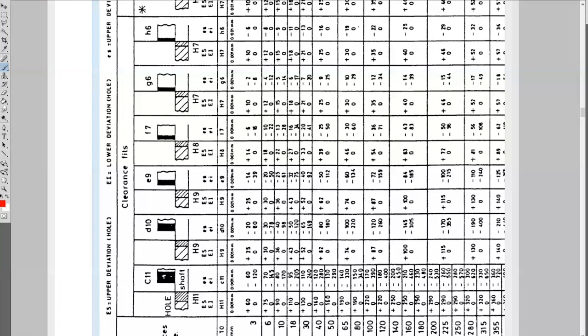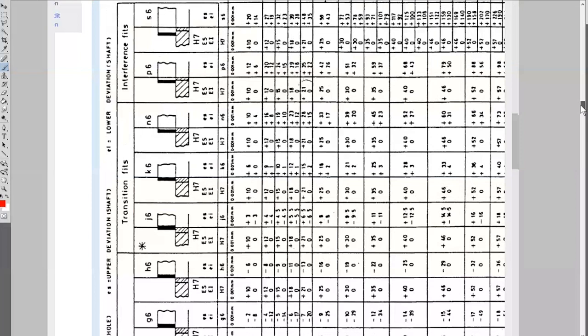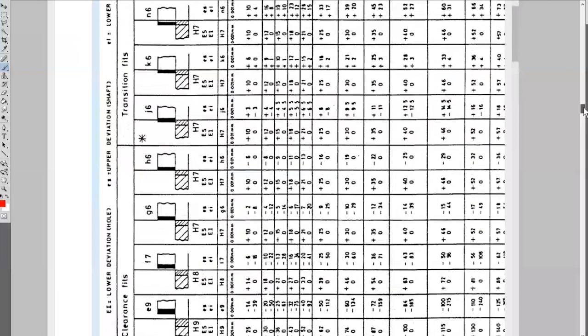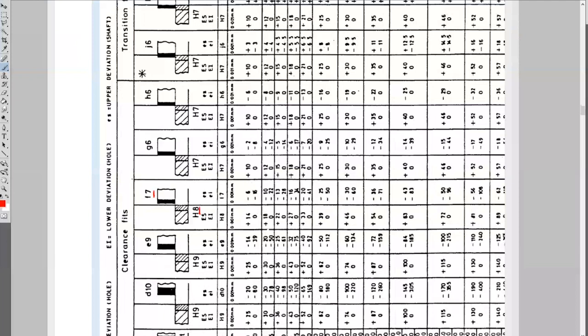The one we're after is H8F7. Okay, so that's what we're looking for, H8. So there's H8 here. That's H8. And the column next to it is F7. So this is the column that we're after, this one here. So it's in this column somewhere.